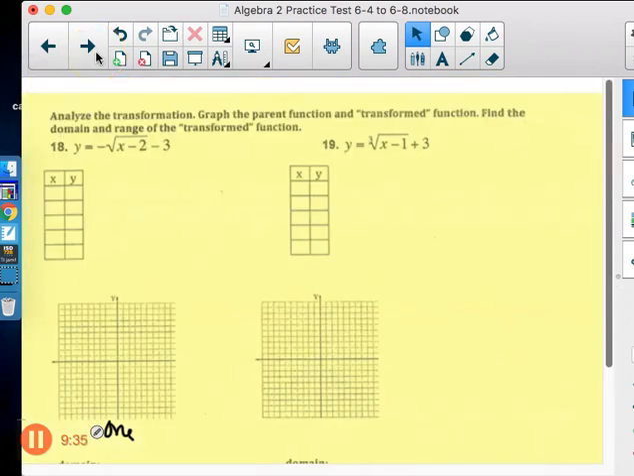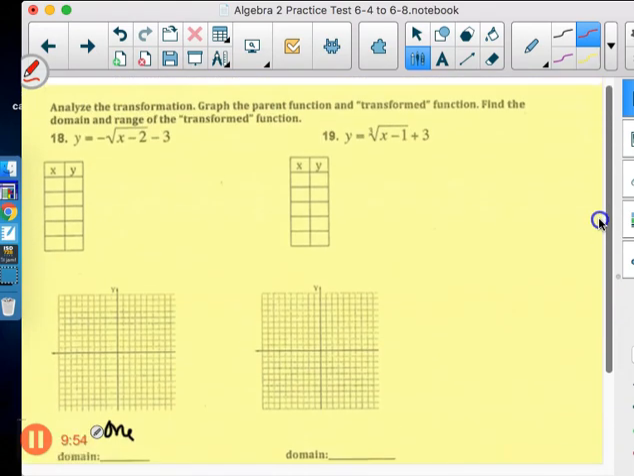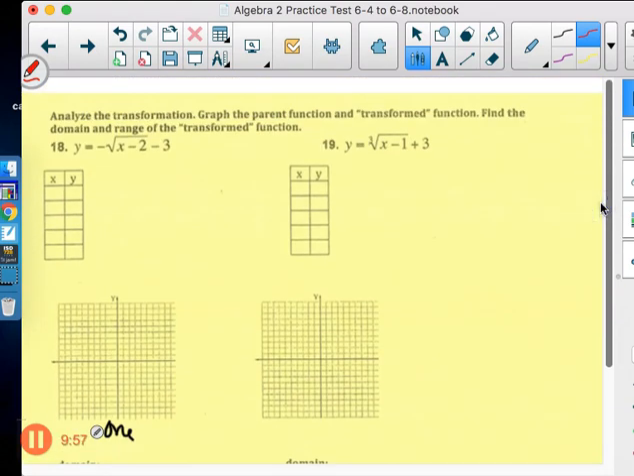Ooh, graphing. We were really good at this. Alrighty, analyze the transformation, graph the parent function and transformed function, find the domain and range of the transformed function. Oh, where to start? Well, it said analyze the transformation, and I'm sure there's spots down here. Domain, range, describe the shift. Okay, so let's take a peek at it. y equals negative square root of x minus 2, minus 3.